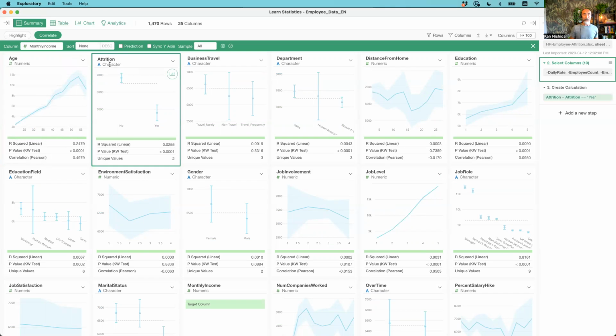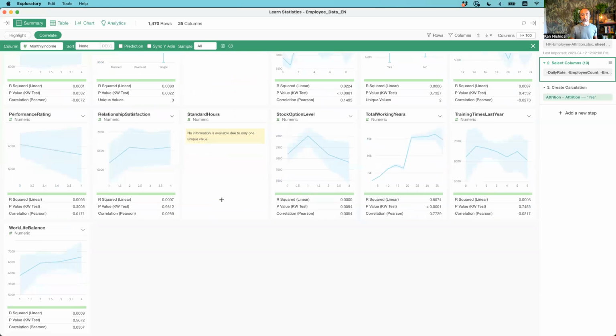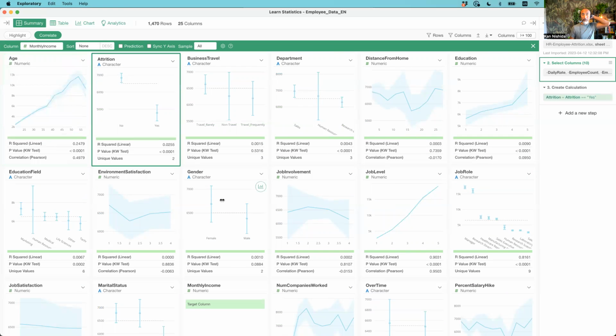For the categorical variables, like a character, a logical, or a factor, you see an error bar chart. That's similar to what we have seen under the chart view. In this case, you have the mean, but also the 95% interval as the error bar. And again, if these are not overlapping, then, okay, this attrition, basically whether people quit the job or not, actually has a relationship with monthly income.